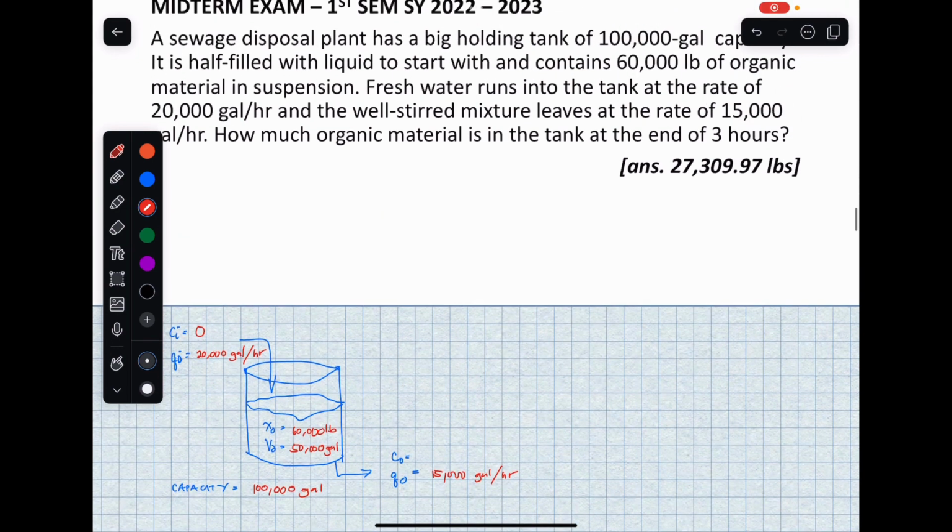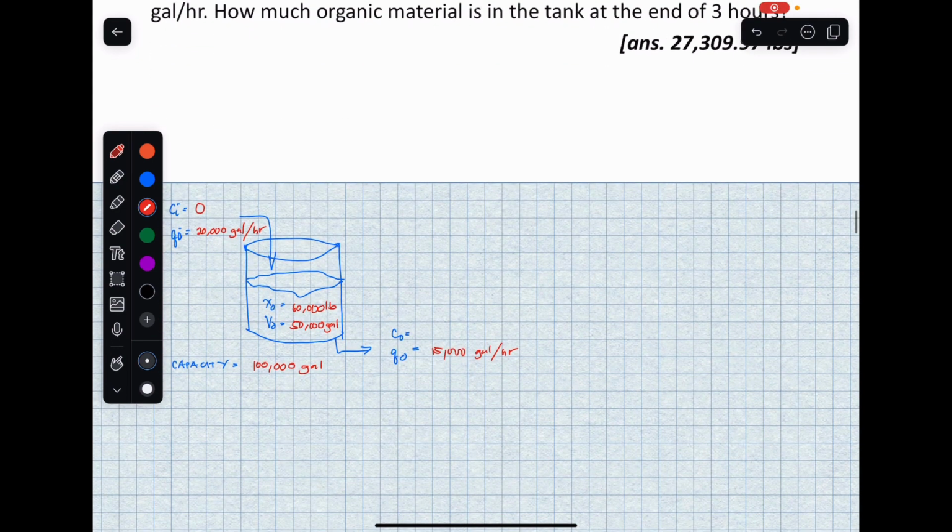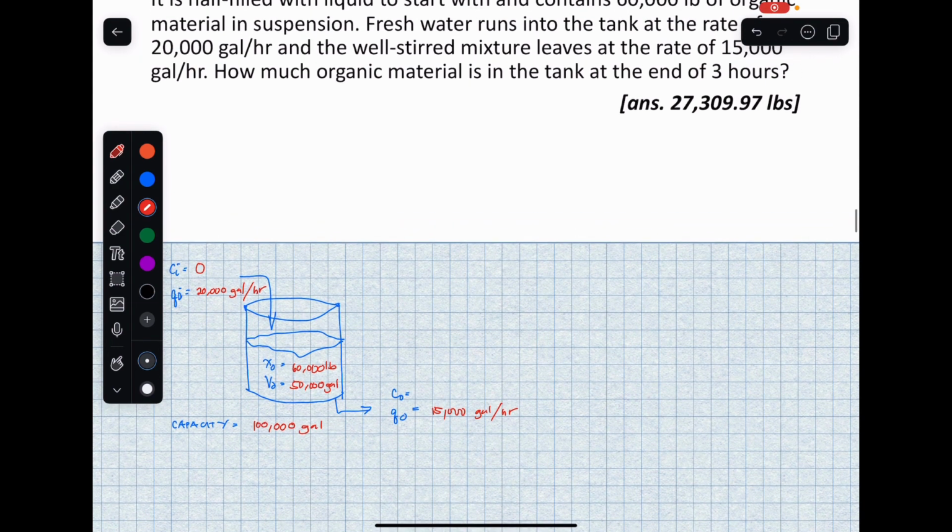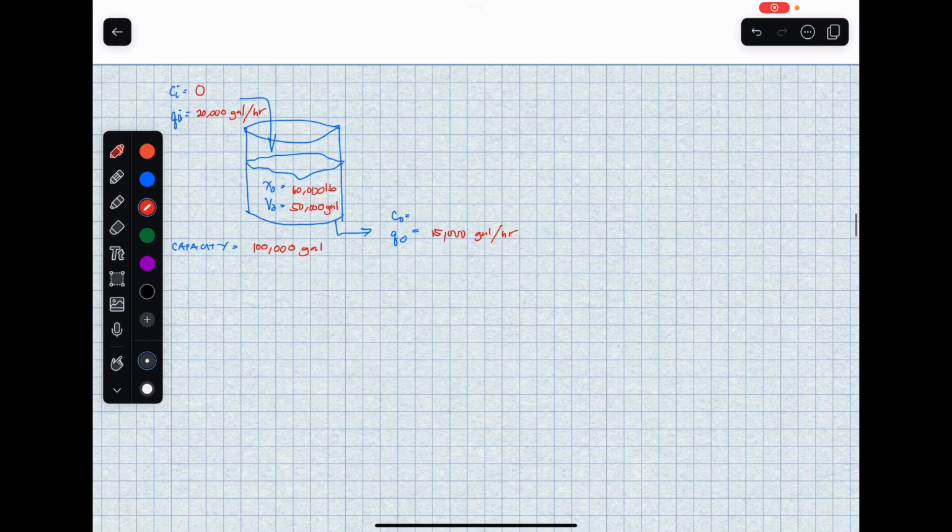So after 3 hours, how much organic material is in the tank? How much were we able to flush out from the sewage system, and how much is retained? For our requirement, we are just required to find the value of x after 3 hours. So it's very direct again.